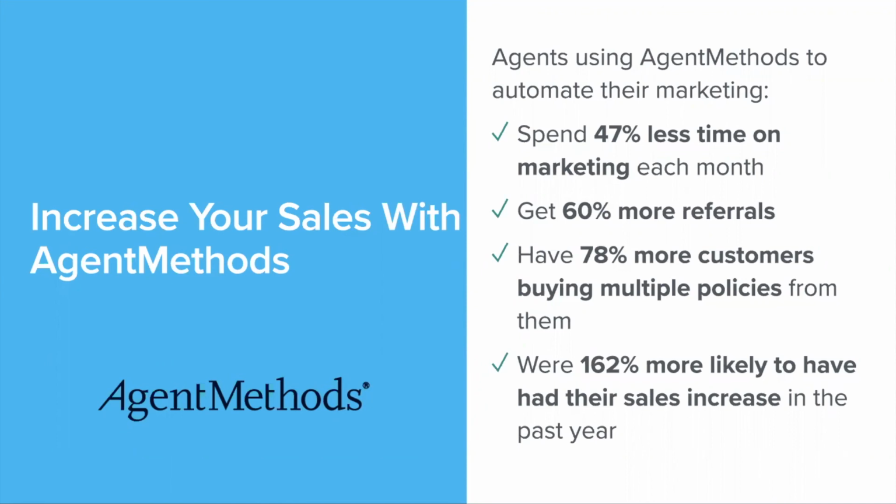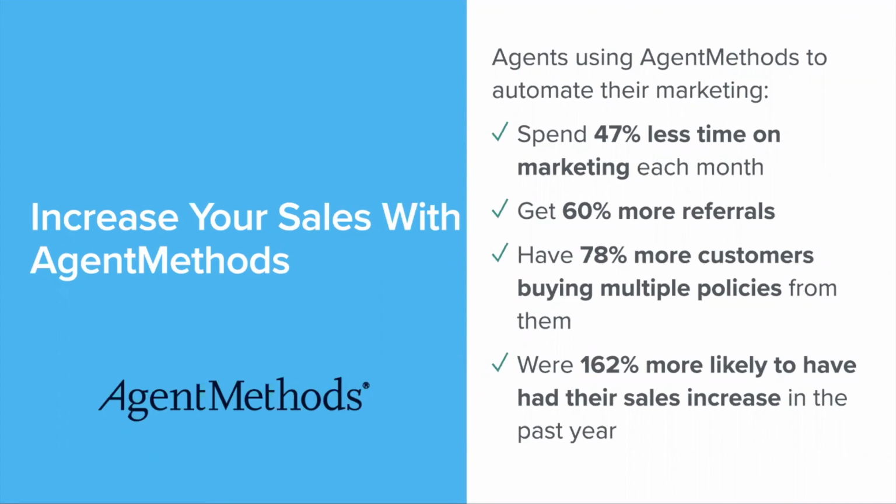They get 60% more referrals. Referrals are gold. And this is where every successful agent long-term builds their business, through referrals. So imagine if you could increase that by 60%. They do 78% more cross-selling, having customers buying multiple policies from them. So again, think about that. What would that look like to you?